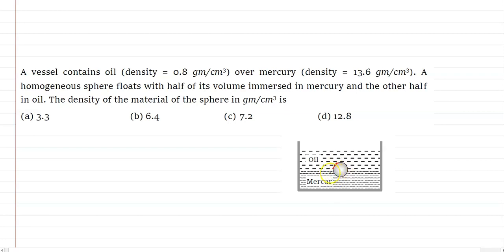That means the sphere is now in equilibrium. If rho is the density of the sphere, then V rho g is acting downward. And the upward forces are, if the density of mercury is sigma m and the density of oil is sigma o, V by 2 sigma m into g plus V by 2 sigma o into g, acting upward.